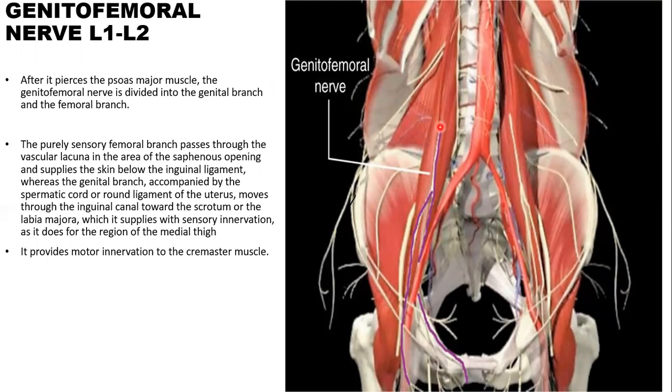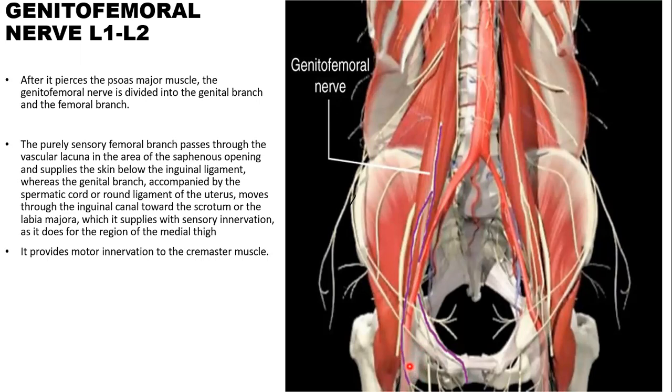Then when it pierces the psoas major muscle, the genitofemoral nerve is going to divide into the genital branch, which is that one, going like that, and the femoral branch, which is that one there, going to the femoral region. Basically, the femoral branch is going to supply the skin on the medial aspect just below the inguinal ligament. So that's the inguinal ligament near the saphenous opening. The skin there is going to be supplied by the femoral branch.